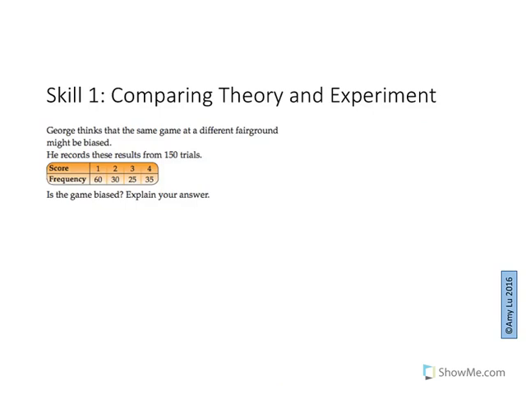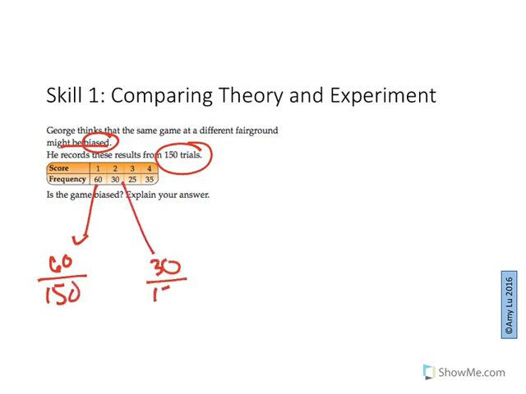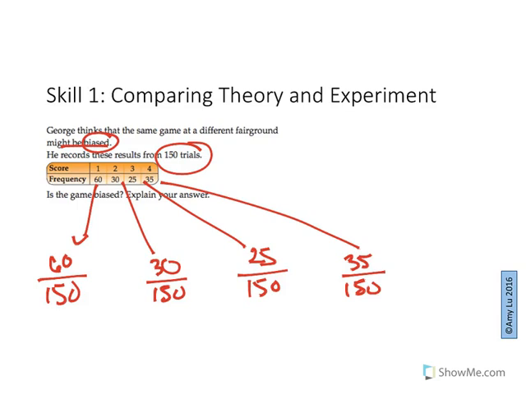One more example. George thinks that the same game at a different fairground might be biased. Bias basically means it's more catered to one side. He records these results from 150 trials. One, he had 60 out of 150. He had 30 out of 150. He had 25 out of 150. And he had 35 out of 150. Is the game biased? If you know what to do, pause. Otherwise, follow along.